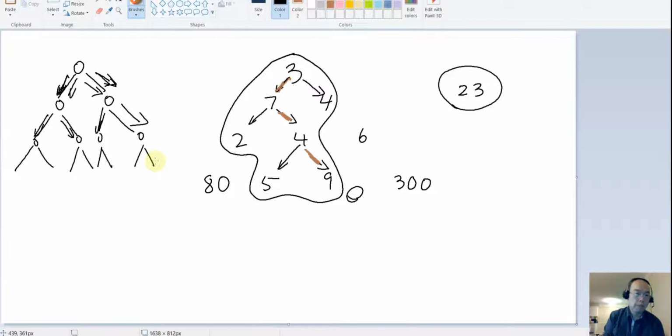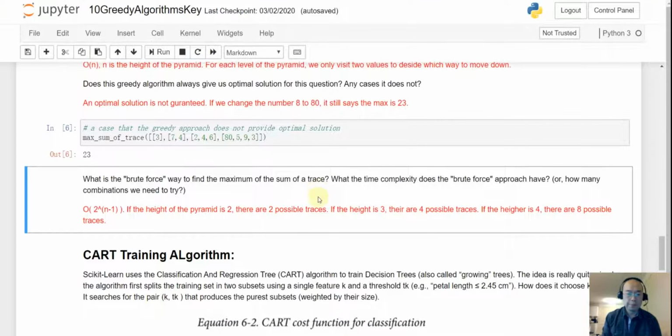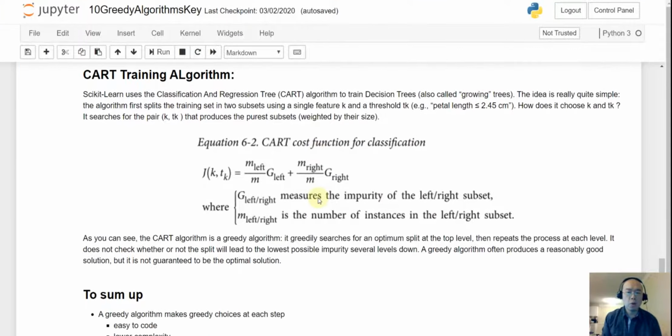So we can't go with the greedy algorithm because we can easily prove the greedy algorithm doesn't give us the right result. Okay, so why have we spent so much time talking about this number pyramid and the greedy algorithm?